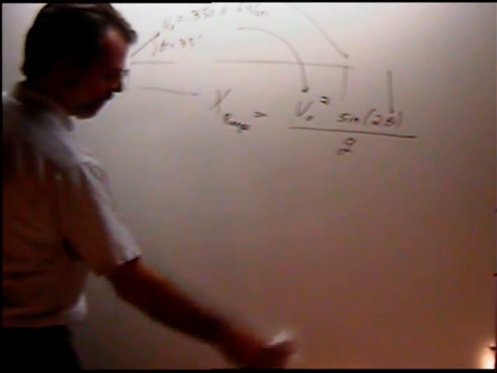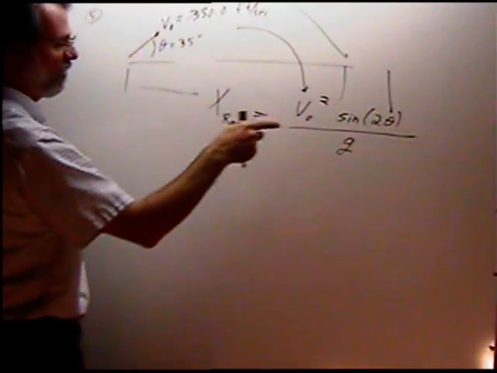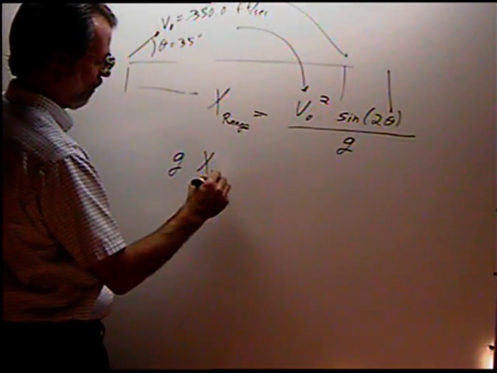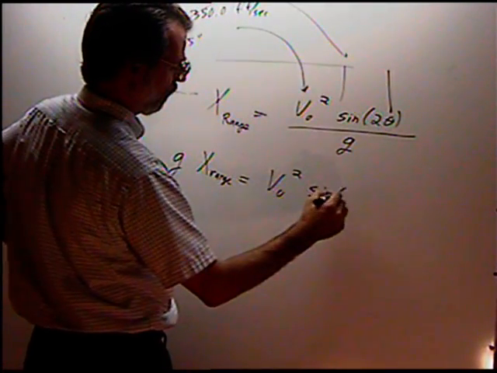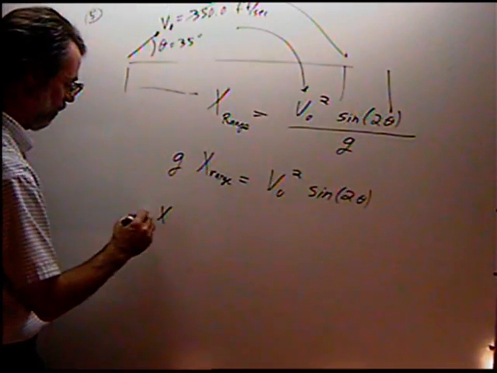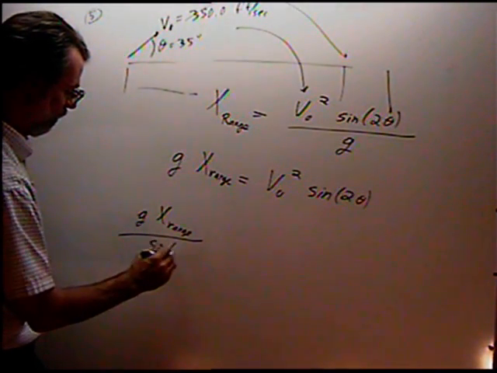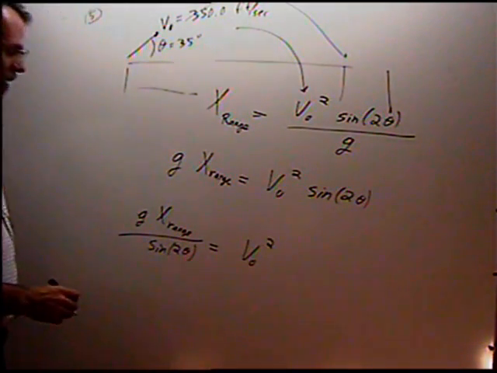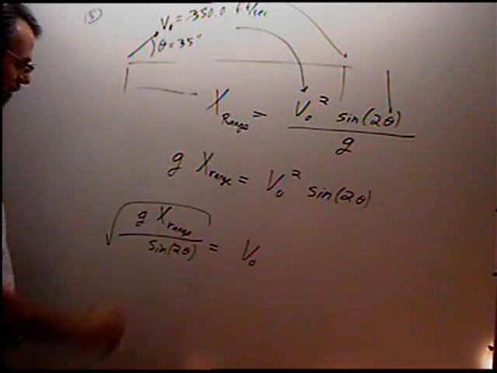What I would encourage you to do, instead of plugging the numbers in and rearranging, is take the range equation and simply solve it for v. You multiply by g times x range, which equals v0 squared sine of 2 theta. I divide by sine of 2 theta, so g times x range divided by sine of 2 theta equals v0 squared. So to get v0, I simply take the square root of this.